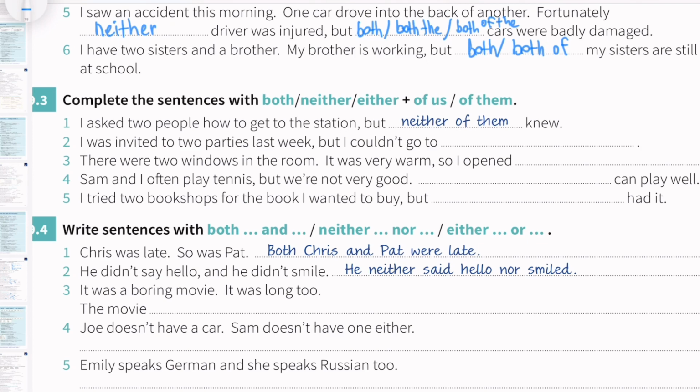Then number 2, I was invited to 2 parties last week, but I couldn't go to either of them. Either of them. Them in this case refers to 2 parties last week.